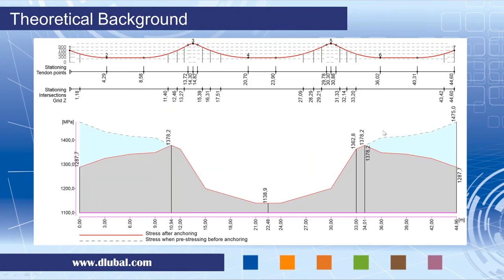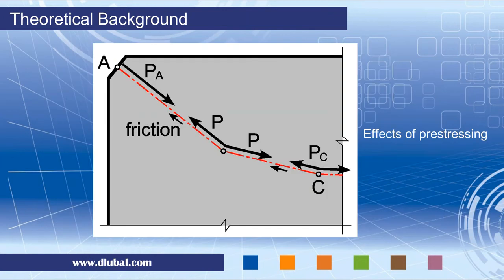After we showed all these examples, I would like again to indicate some topics which I would like to address during the seminars. So it is a kind of theoretical background. Definitely we will be speaking about the losses. This is a picture of the longitudinal profile of the tendon and frictional and anchorage set losses.